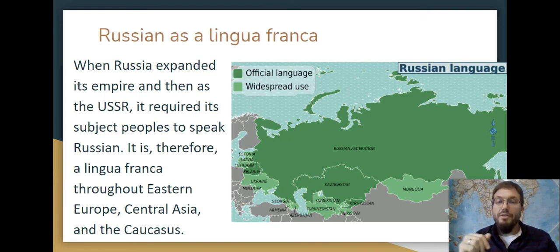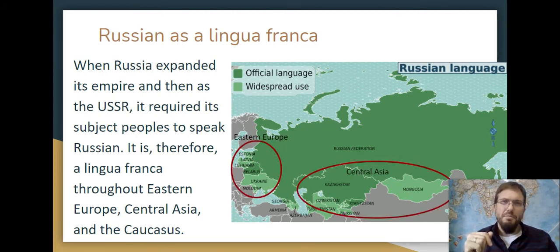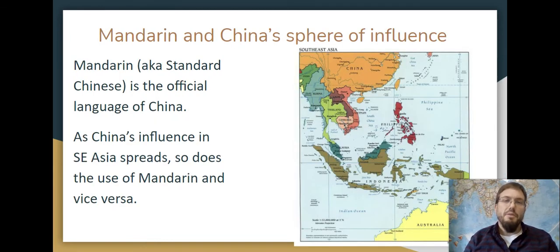Cool. Oh, and those areas, just so you know, you should know those areas. Eastern Europe, pretty simple. Central Asia, that's what you might refer to as the stans, but also our first introduction to the Caucasus down there, Armenia, Azerbaijan, Georgia. Good, the Caucasus. All right, let's move on to the last one that we need to talk about, which is Mandarin. Mandarin is the official language of China, even though there are many different languages spoken throughout China.